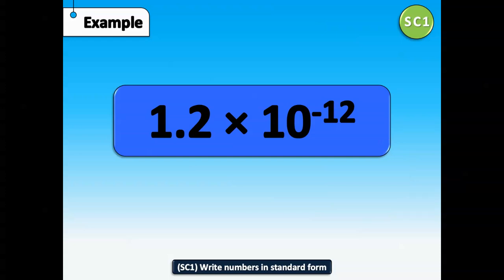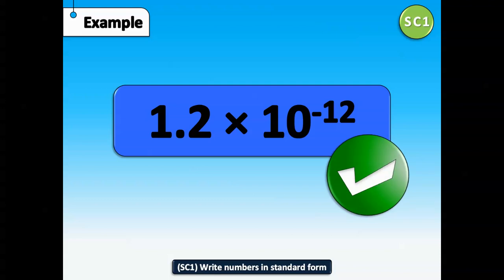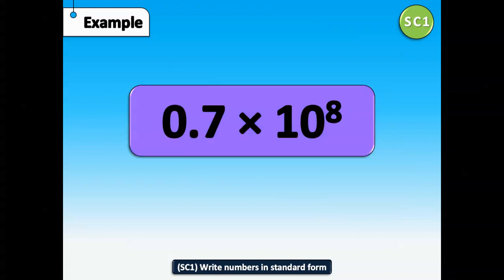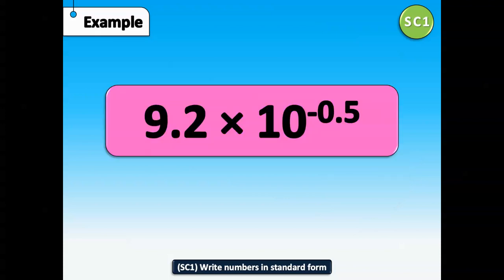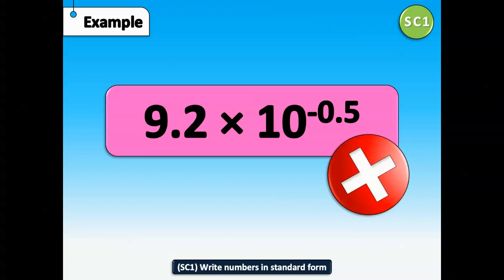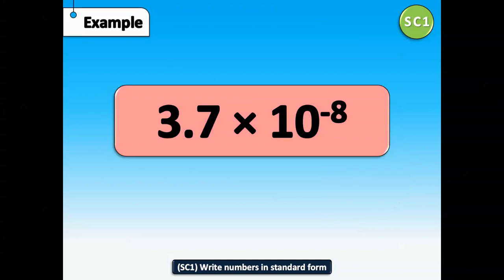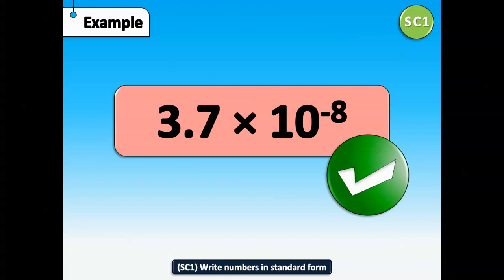1.2 times 10 to the minus 12 is in correct standard form. 0.7 times 10 to the 8 is not in correct standard form, because the number at the front, 0.7, should be a number between 1 and 10. 9.2 times 10 to the minus 0.5 is not in correct standard form, because the power, 0.5, should be a whole number. 3.7 times 10 to the minus 8 is in correct standard form.